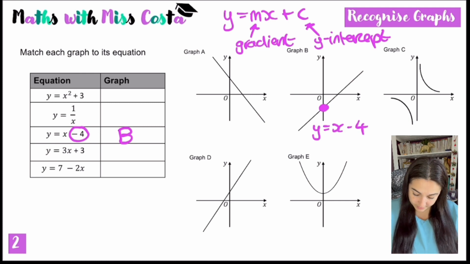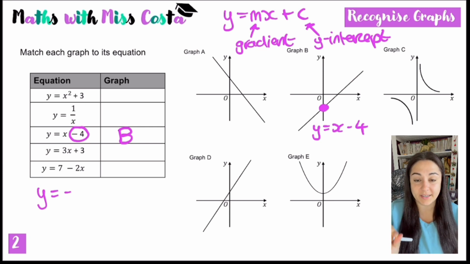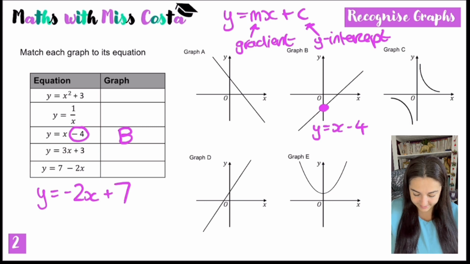The next one, I have a choice between y equals 3x plus 3 or 7 take 2x. Now don't be fooled. Every line can be written in the form y equals mx plus c. So if you have a negative gradient, the gradient is always the coefficient of x, and all that means is the number attached to the x. So I could rewrite it as y equals minus 2x plus 7, because the gradient is the -2.